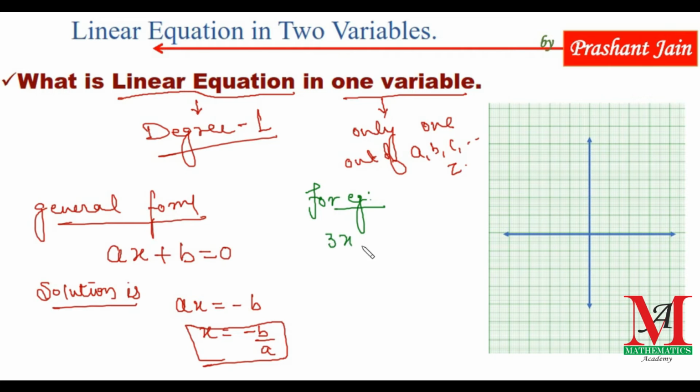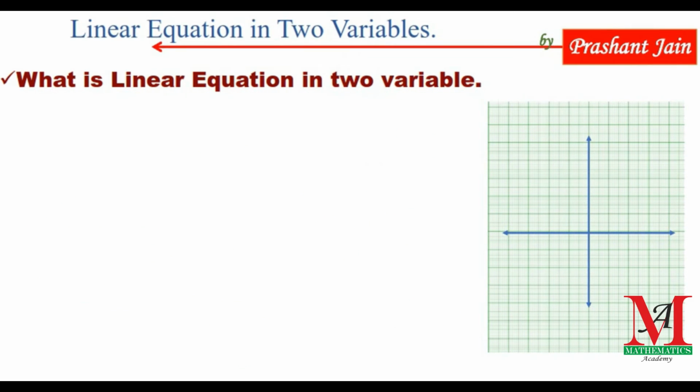An example is 3x plus 2 equals 0. So now 3x is minus 2 when we shift 2. So x is minus 2 upon 3. This is about the linear equation in one variable.